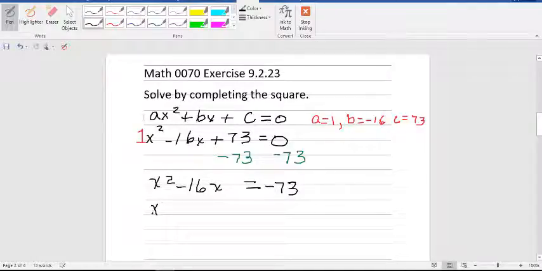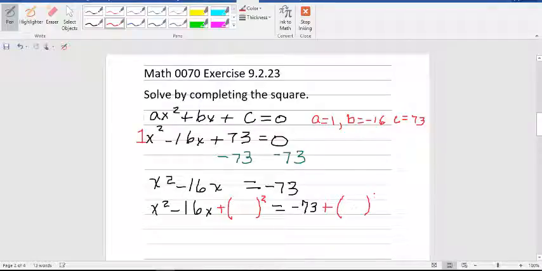So the standard form is when 0 is on one side of the equation, everything else is on the other side. If a was different from 1, I would divide every term of the equation by a. Since a is 1, I get to skip that step. Now I'm going to add on the constant that makes the left side a perfect square trinomial. So I'm always adding on a perfect square.